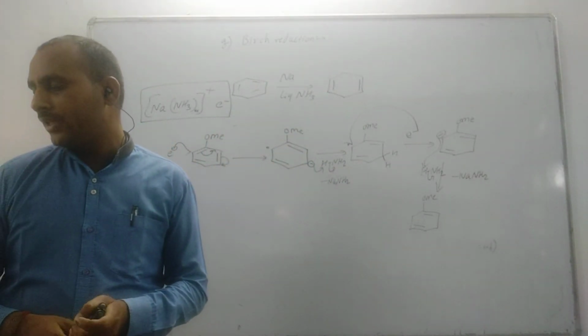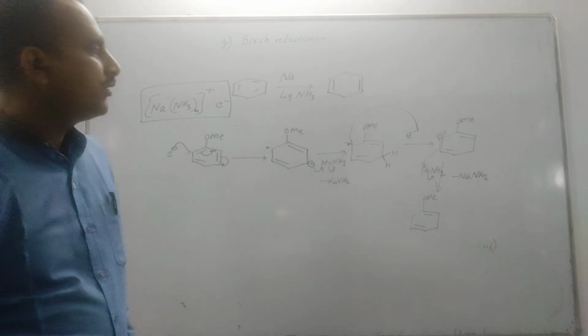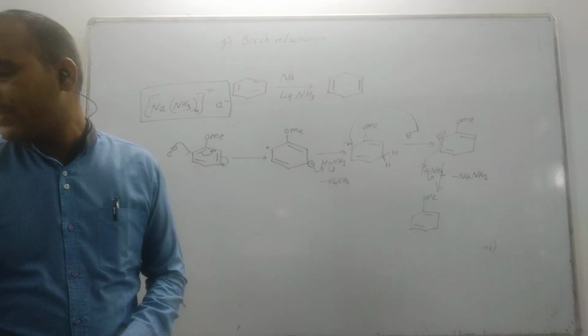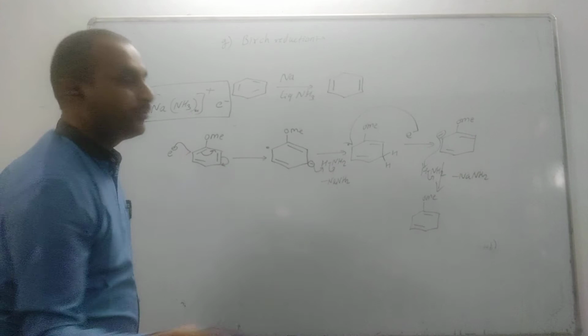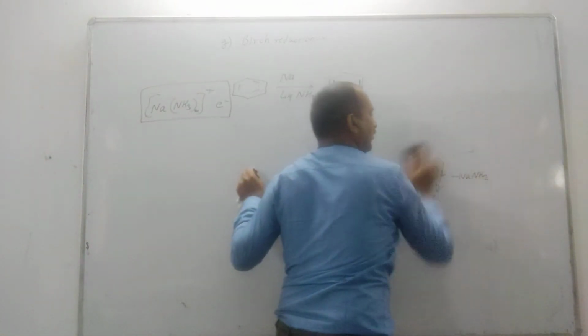Now let's see more examples of Birch reduction reactions. Now both an electron donating group and an electron withdrawing group are present on the benzene ring. So let's see the example.